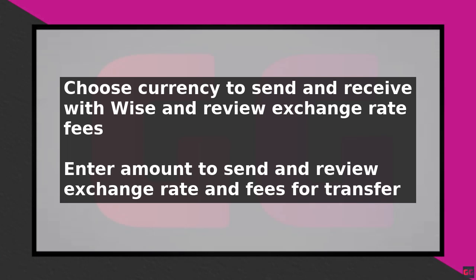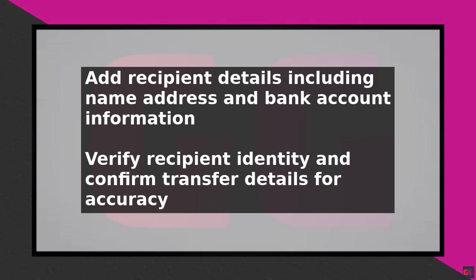To fund the transfer, you can use a bank transfer, debit card, or credit card. Wise will guide you through the payment process and provide you with a receipt once the payment is complete. The transfer will then be processed by Wise, and the recipient will receive the funds in their bank account. You can track the status of the transfer on your Wise account dashboard.